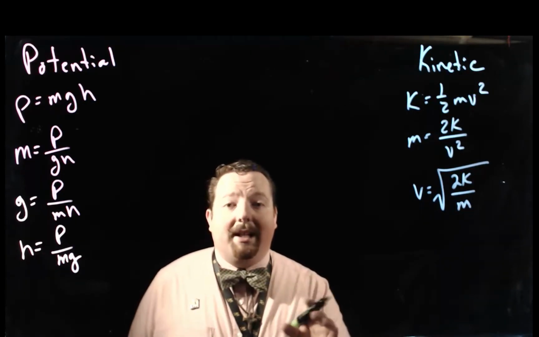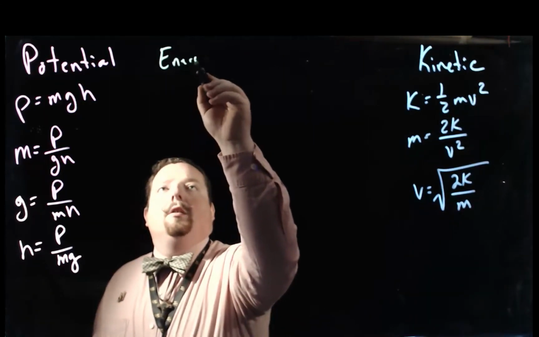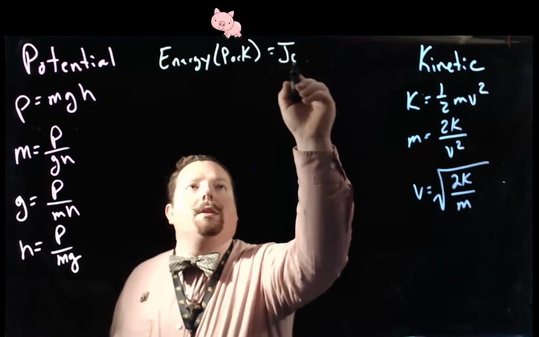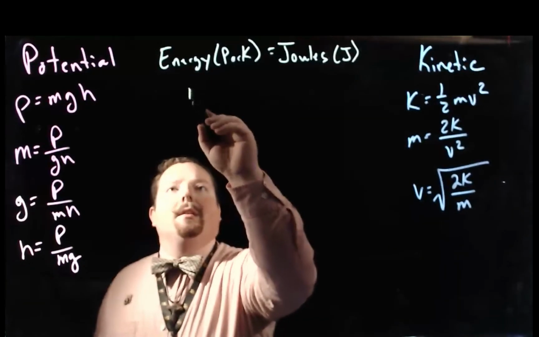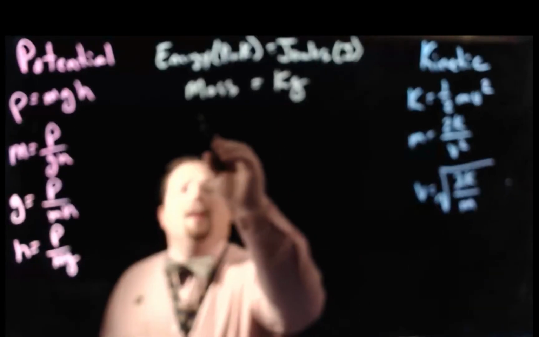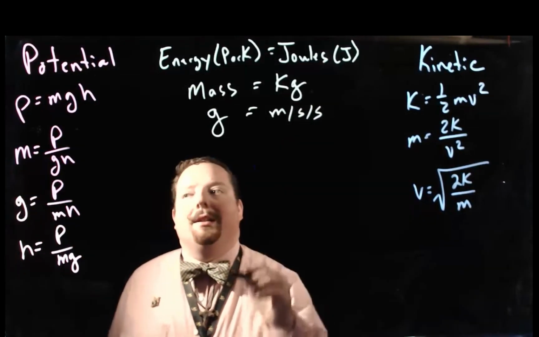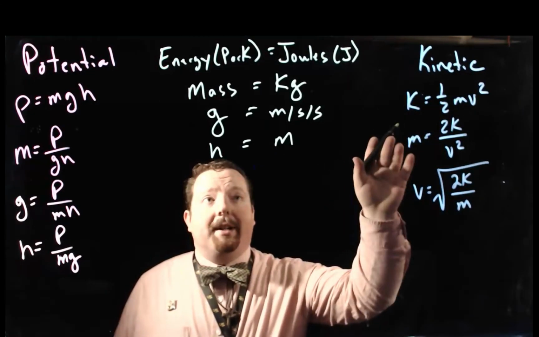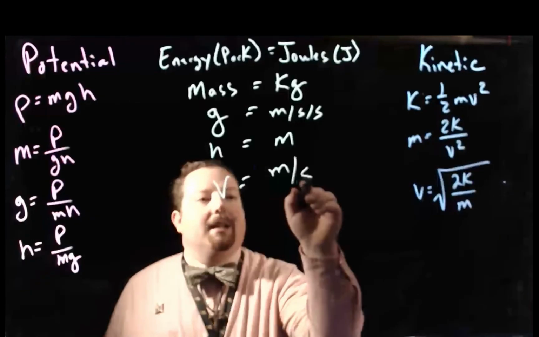Let's run down the units again just so you're fully aware. For energy, whether it's potential or kinetic, it's joules, or J. Mass will be measured in kilograms. The gravity is an acceleration, so it's meters per second per second. And the height is going to be measured in meters. Over here, our mass is still going to be kilograms, but our velocity is in meters per second, as it always is.